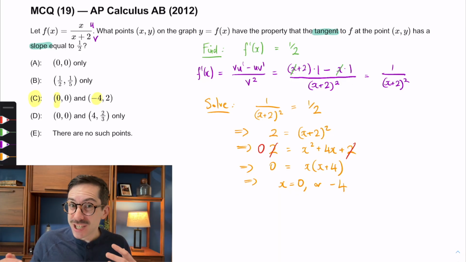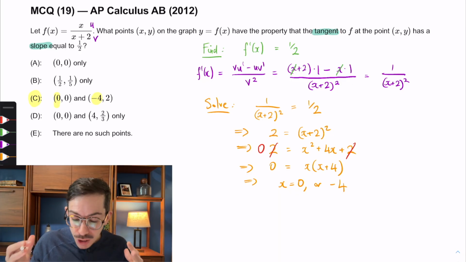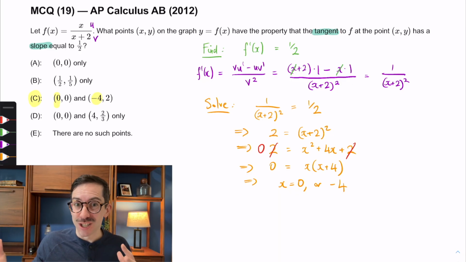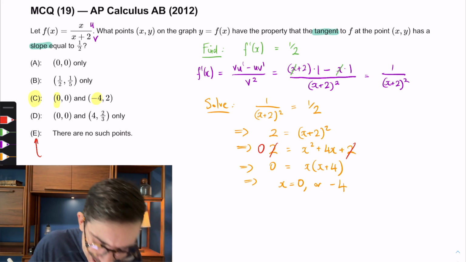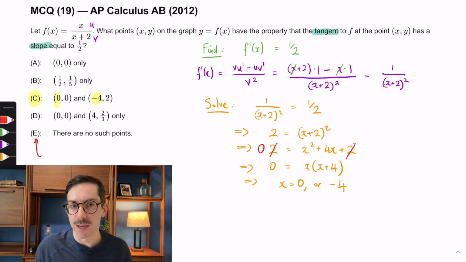Now we're pushed for time on the AP exam, right? So we're probably maybe going to move on there, trust our work is correct. But there is this little niggle here. There might be no such points. Maybe I made a mistake along the way.